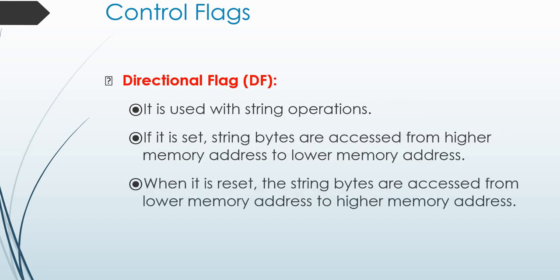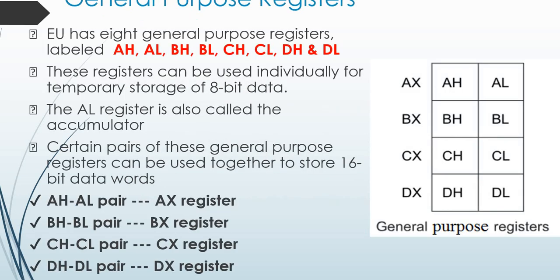The direction flag is used for string operations. A string means a set of characters, and if you are performing a string operation, then the direction flag will be set to 1.